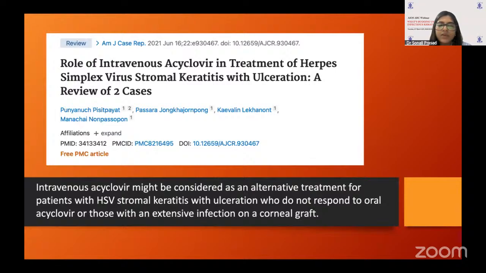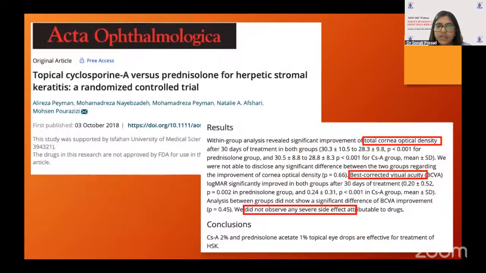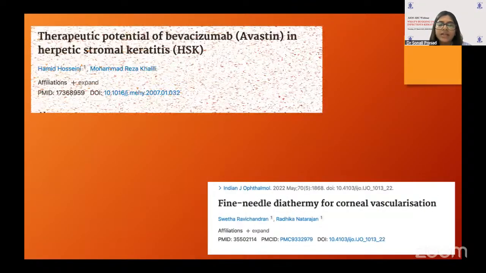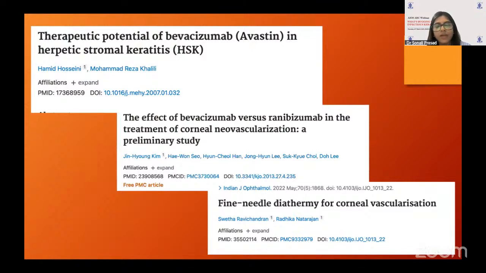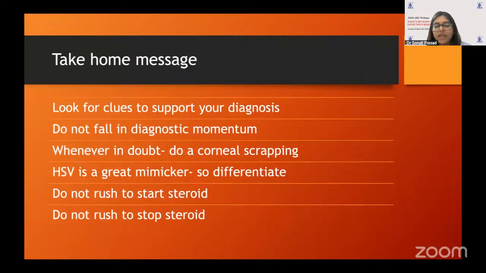So multiple studies have also studied the role of... Dr. Sonali, can you please summarize? Yeah. The role of cyclosporin has also been studied for viral keratitis, and recently, to increase graft survival, the role of anti-VEGFs and fine needle diathermy has also been studied.